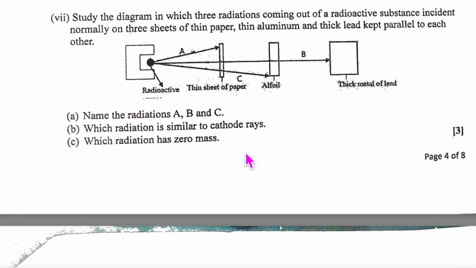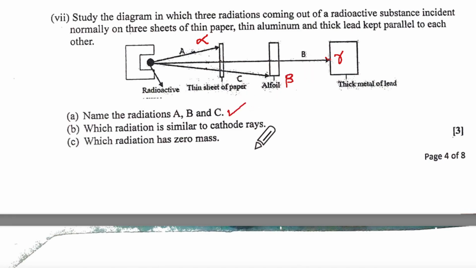Study the diagram. Can you see this is the thin sheet of paper, and this is what? Aluminium foil. Correct? So the one that is penetrating through and through here is going to be B, which means gamma. The one that is blocked by the thin sheet of paper will be alpha. And the one that passes through this but is stopped by a thick aluminium foil is beta.